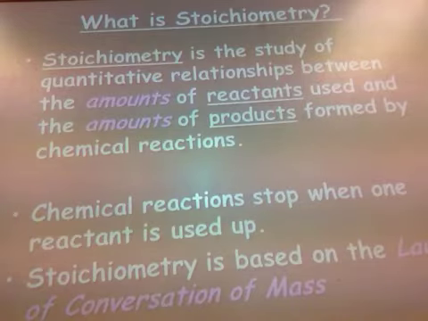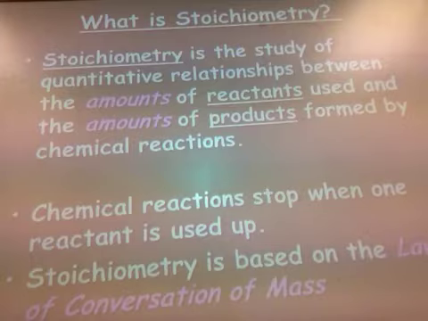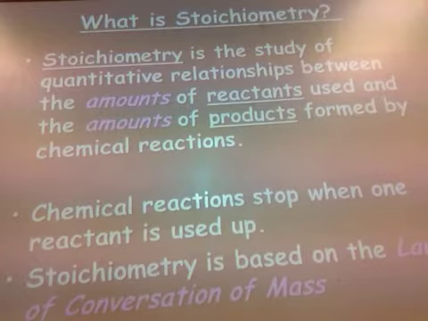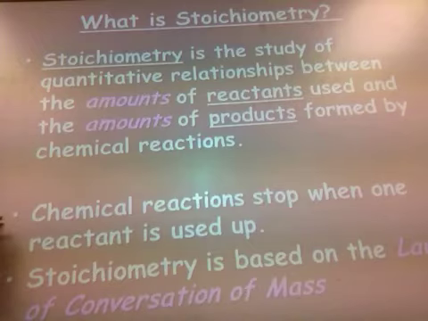Typically, a chemical reaction will stop once a reactant is completely used up. For example, in your elephant toothpaste lab where we had hydrogen peroxide decomposing, once all of that hydrogen peroxide has reacted, the reaction's going to stop, because I only have hydrogen peroxide as a reactant. If I run out of it, I can't have the reaction anymore. So chemical reactions are going to stop when one of the reactants is used up.